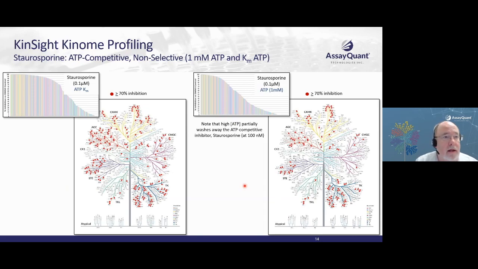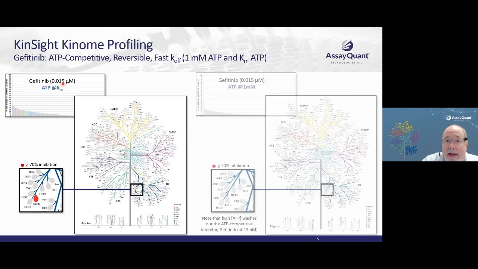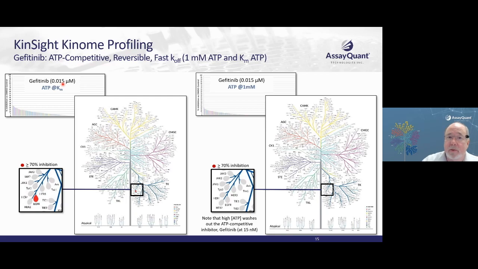Next, we have gefitinib, Iressa. With ATP at KM, we're only lighting up EGFR here. It's a very, very selective inhibitor under this relatively low 15 nanomolar concentration. If you go up higher in the compound concentration, you'll start to get some off-target hits as well. However, if you add more ATP to this reaction, of course, that will wash away that hit there.